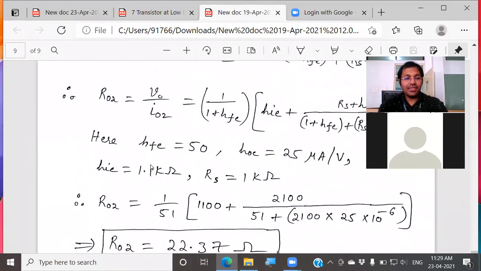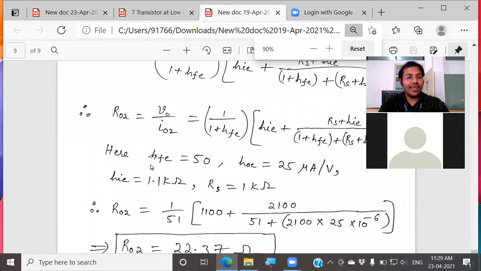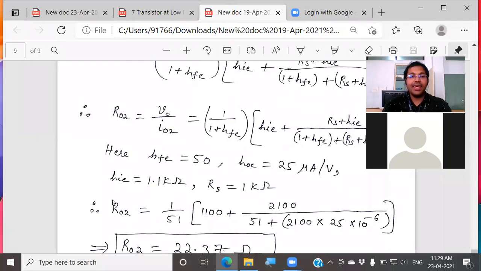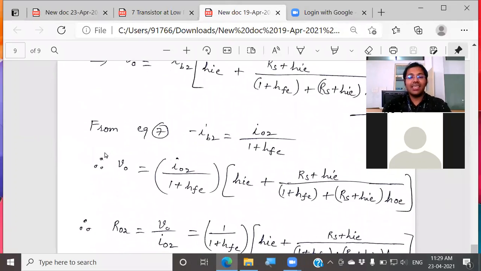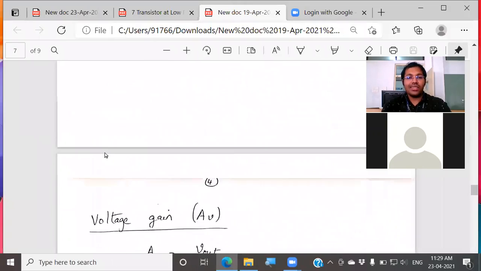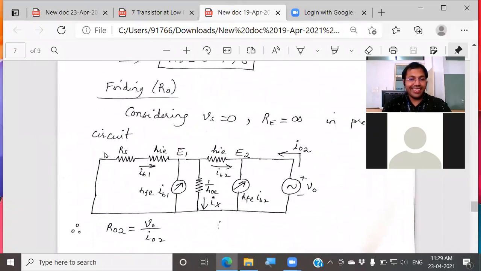But please remember, this is not the end of the problem. We have done only Ro2. What is Ro2? We are neglecting the load. This load we are removing and we are measuring the resistance V0 by I0 2. Now when we take Ro, it is Ro2 parallel with RE.